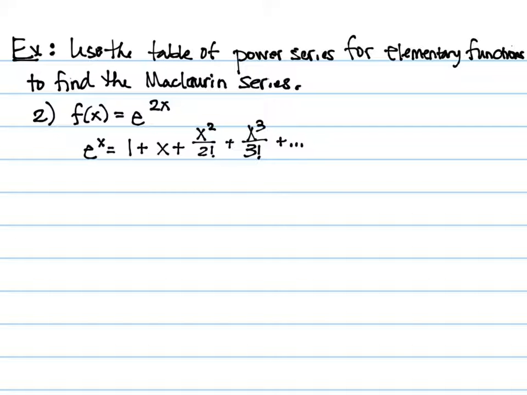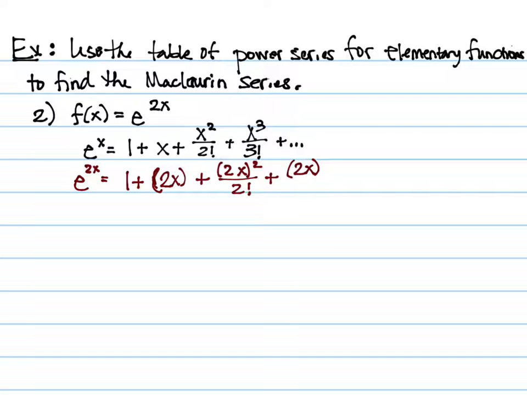That's what the table said. So we take what the table says, and then in place of our x, we actually have 2x. So we replace all the x's with 2x. So if I do that, now I have e to the 2x equals 1 plus 2x, plus 2x quantity squared over 2 factorial, plus 2x quantity cubed over 3 factorial, and so on indefinitely, right? Just replacing them.